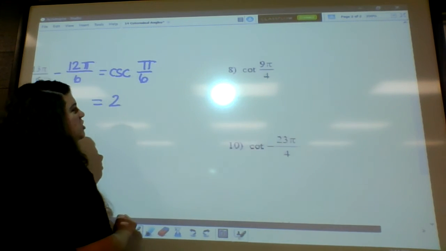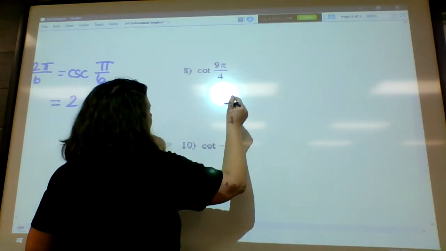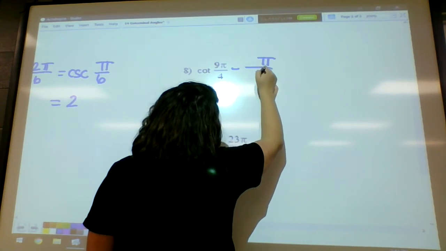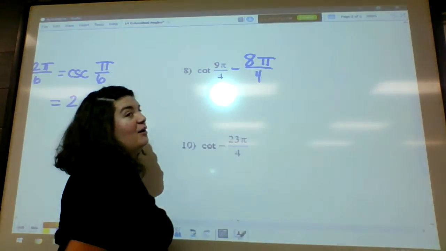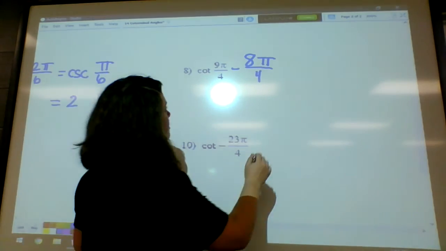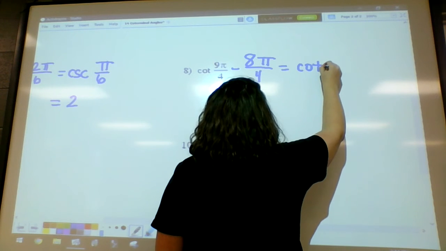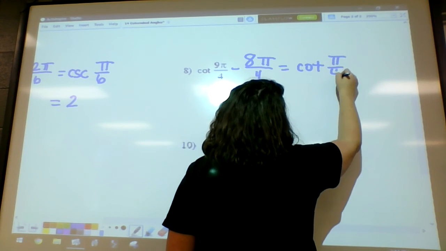All right, cotangent 9 pi over 4, not on the unit circle in that first rotation, so we're going to have to get it there. So I'm going to have to subtract something over 4. 8 pi over 4, right? 8 over 4 is 2. So we're just subtracting a fancy version of 2 pi. So cotangent, when you subtract, you'll get just 1 pi over 4.